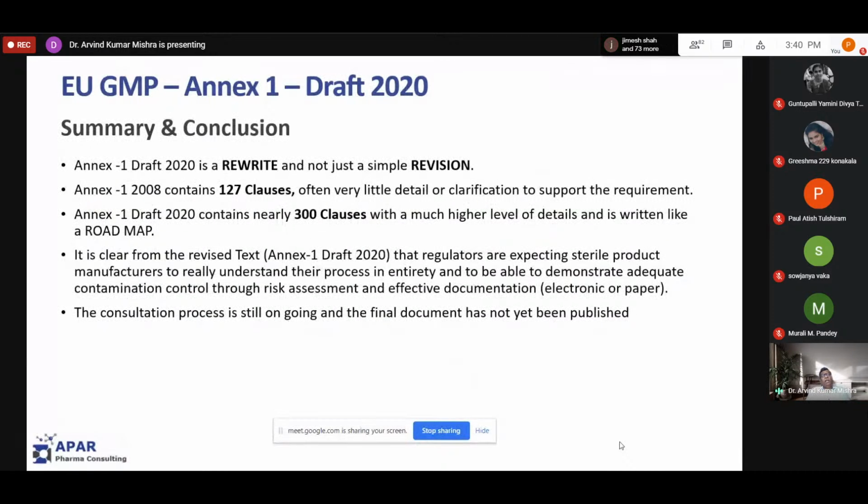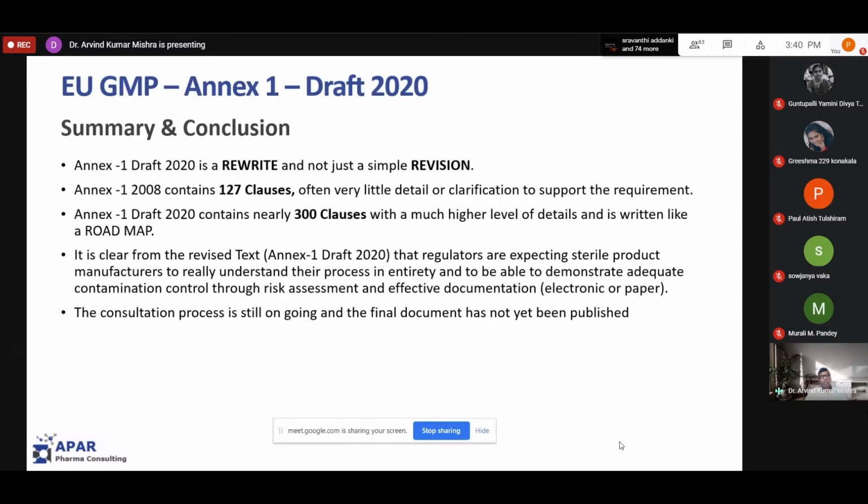So in the end, as a summary and conclusion, I can very well say that the Annexure 1 draft 2020 is a rewrite and not a simple revision. The 2008 version contains about 127 clauses, whereas the new draft has 300 clauses. So it is more than double, and a very high level of detail is provided.